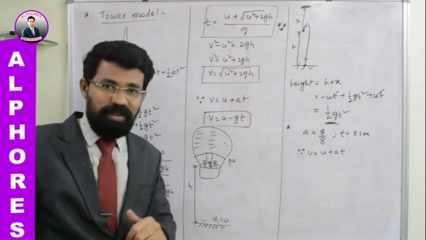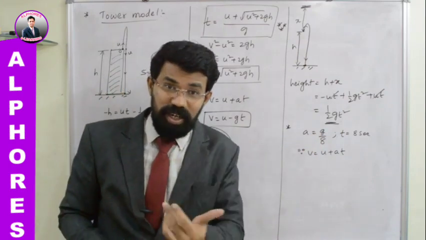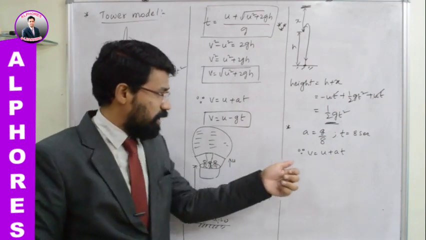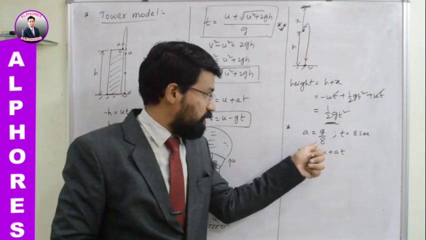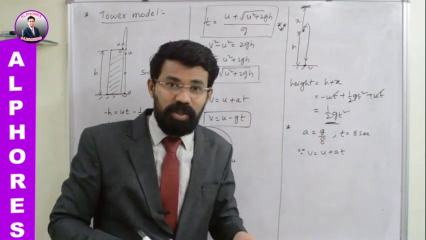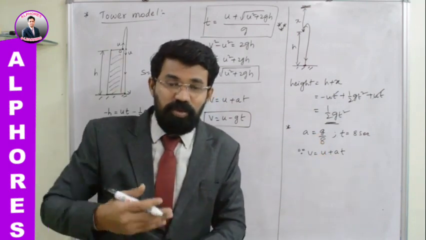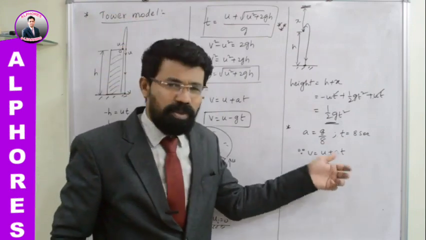So in these cases, not only in this case, in the case of a rocket also, whatever acceleration is given, you can directly replace that acceleration here. Acceleration equal to g by 8 means slowly it is speeding up, its velocity is increasing, so you have to replace a with plus a only.